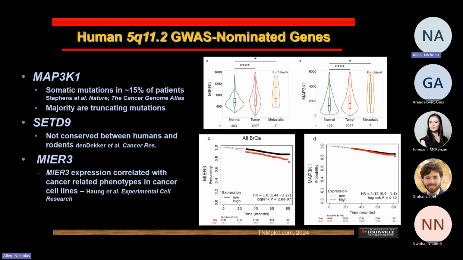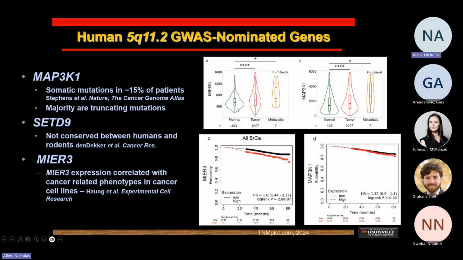But some of the things you can do is look at expression in humans, because you can at least get normal breast tissue and tumor breast tissue, and then this metastatic tissue. So this is from a TNM plot, which is publicly available. What you can do there is compare normal tissue to tumor tissue. So this is breast tissue in both places. And we're looking at this MIR3 and this MAP3K1. So these were the GWAS nominated genes.